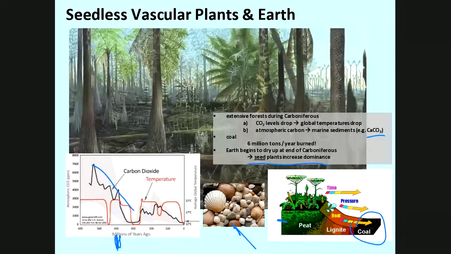That's the last slide for that chapter, folks. So I'll finish there today. We'll pick up chapter 30, which is the seeded plants, next week.